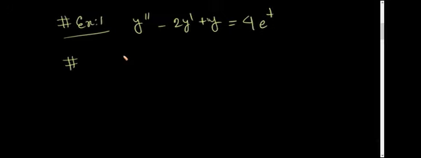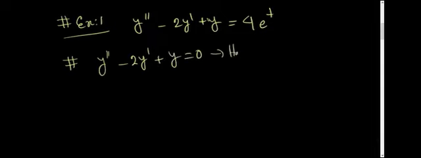So our homogeneous equation will be this, it will be y double prime minus 2y prime plus y equals 0. This is the homogeneous equation.